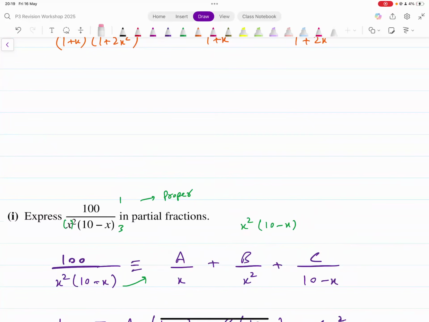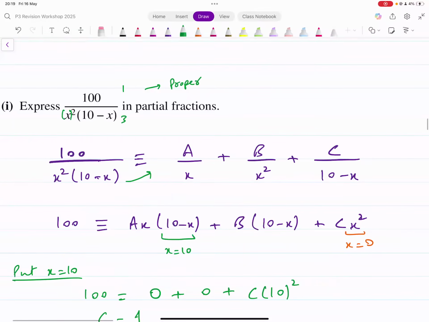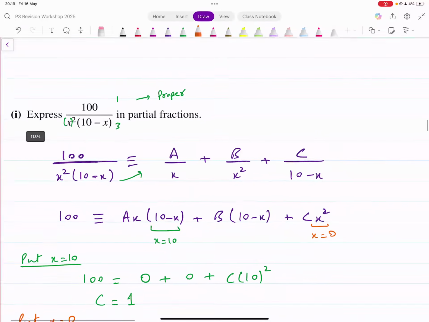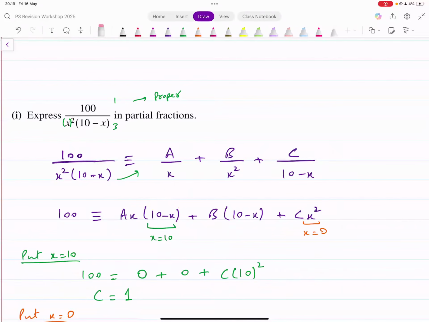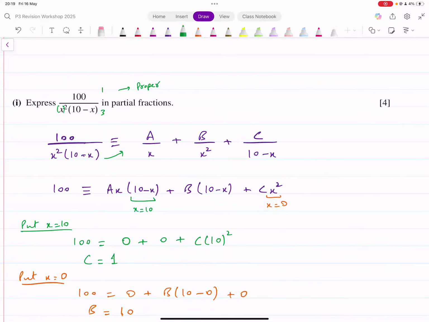Now, if we do it this way, what happens in the next step? We multiply this denominator on the right side and we get Ax into (10 minus x) plus B into this plus Cx squared. Now we have to think about what brackets we can make 0. We can make this bracket 0, that's x equals 10. That gives us the value for C. And now we have run out of brackets. What do we do then?